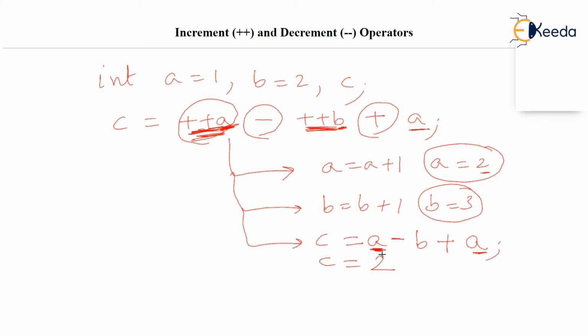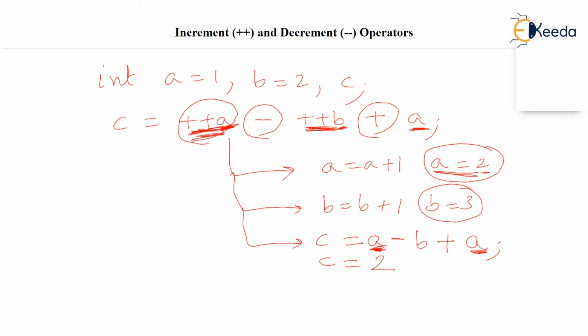Many beginners commit a mistake here by taking the value of a as 1 because they feel that you have already written this expression and the value of a was ready at that time, so the value of a should be taken as 1. Now come on, try to understand the concept of variable. A is a variable and we are saying that a is 2. Now if a is 2, then every occurrence of a in this expression has to be taken as 2.